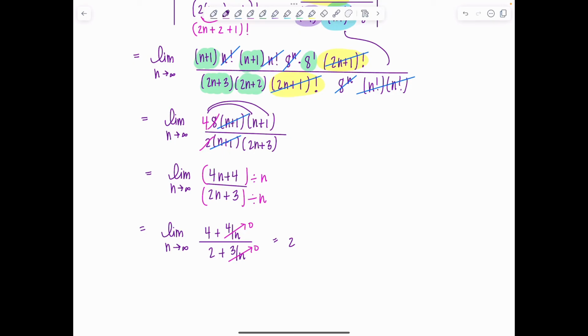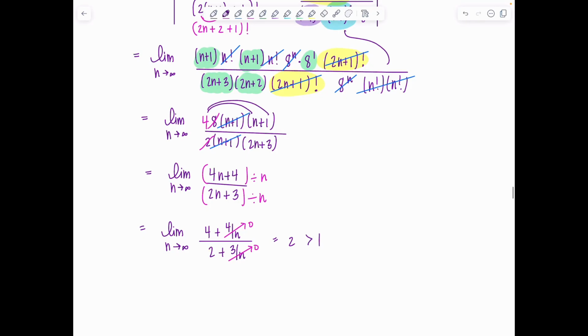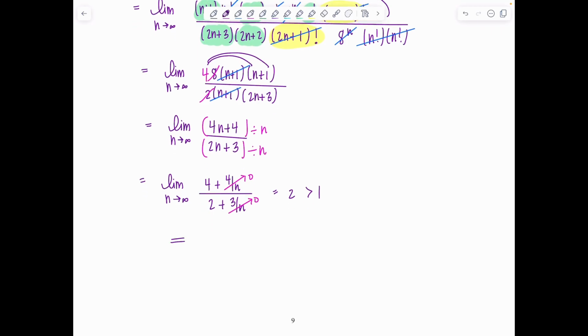What test did I just use? Yep, ratio test. What do I care when I do the ratio test? I compare the limit to 1. 2 is greater than 1. So what does that tell me? The series diverges. Very good. By the ratio test. So I'm going to rewrite it. N factorial squared, 8 to the n, over 2n plus 1 factorial diverges by ratio test.